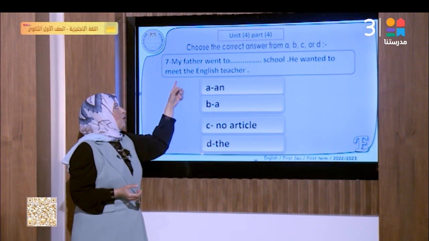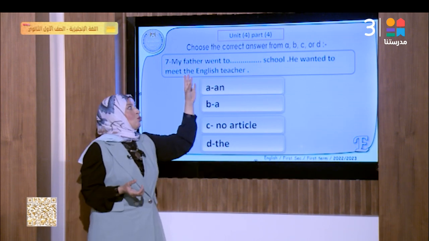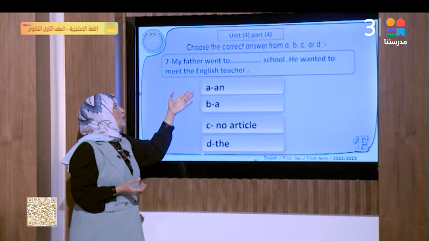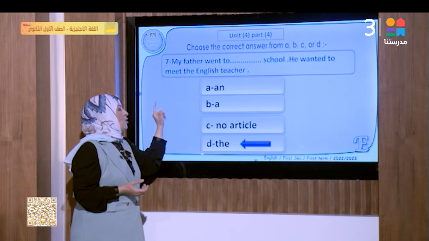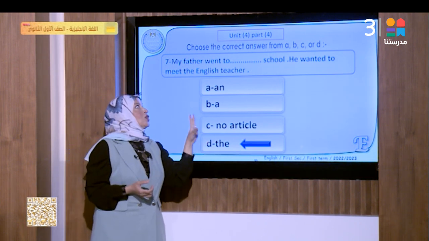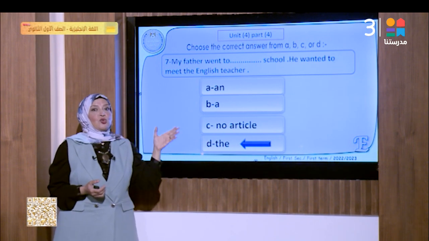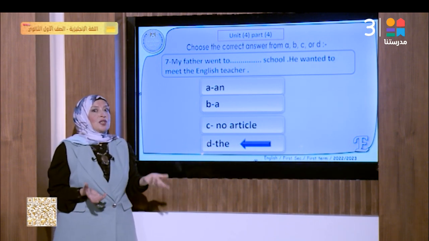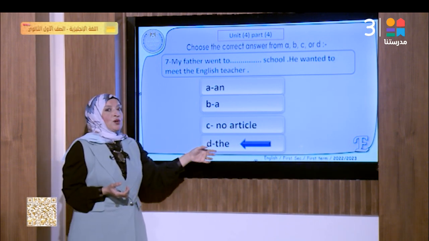So here, my father is not a student. He is going for another reason. So here we use the. We say, my father went to the school. He wanted to meet the teacher. So he is going for another reason, not for learning. So here we use the.